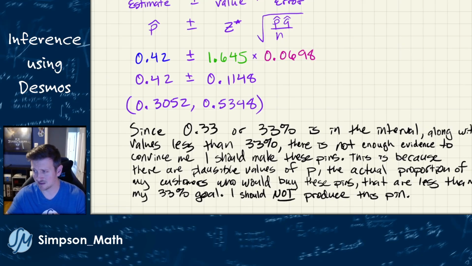I might be like, well, it's 30 to 53% of my base would be interested in buying the pin. Sure, I might roll the dice and go with it. But according to a strict interpretation of my goal, no, that's not enough evidence to say that more than 33% of my base would buy this pin. This sounds a little bit like a hypothesis test, and in fact, I'm going to cover that later in the video. But first, let's take a look at doing the confidence interval for this.